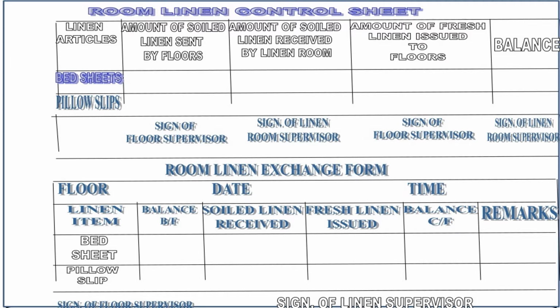This is the format of the room linen control sheet, in which linen articles, that is, the bed sheets and pillow slips, etc., are listed. Then there is the number of soiled linen which are sent to the store by each houseman. Then the amount of supplied fresh linen. Then the amount of supply of fresh linen to each floor is mentioned.